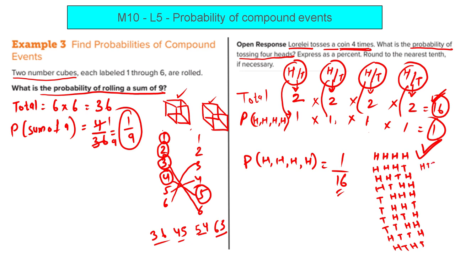So head, tail, tail, tail, then tail, head, tail, tail, then tail, tail, head, tail, and then tail, tail, tail, head, and then finally tail, tail, tail, tail. Check. Did I miss anything? 1, 2, 3, 4, 5, 6, 7, 8, 9, 10, 11, 12, 13, 14, 15. Only one is remaining. I missed. Oh, yes. Head, head, tail, tail also. So there are total 16 combinations.